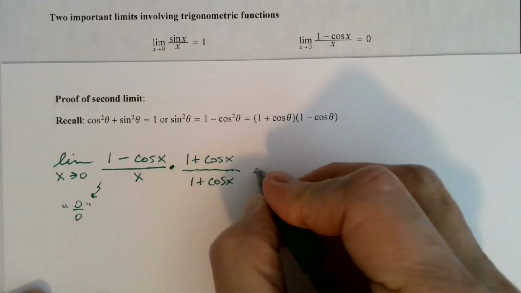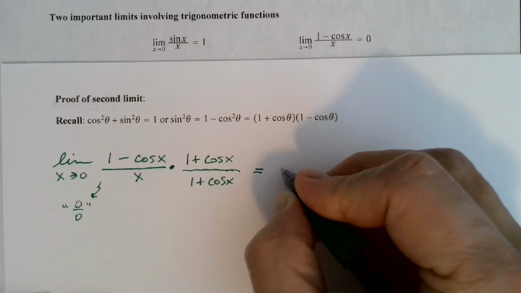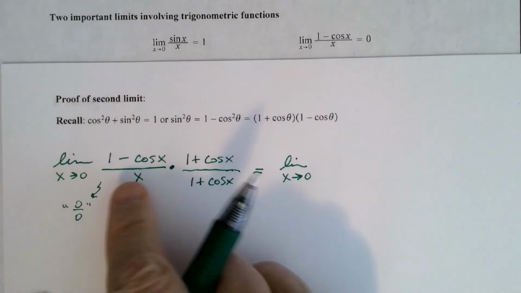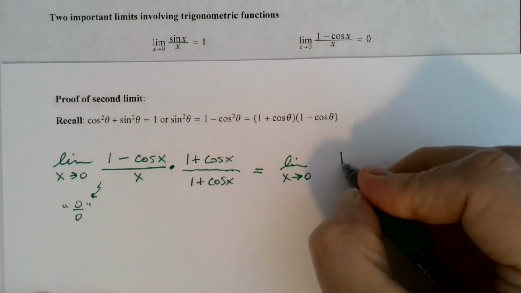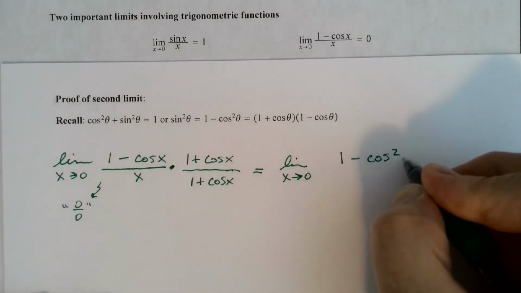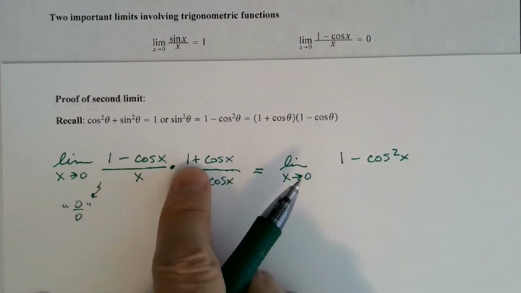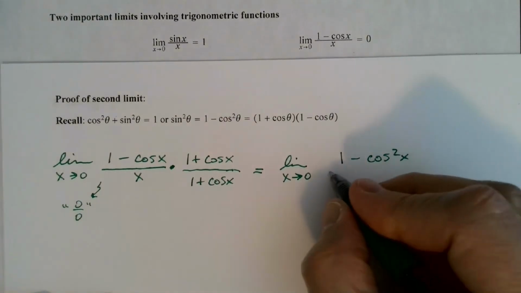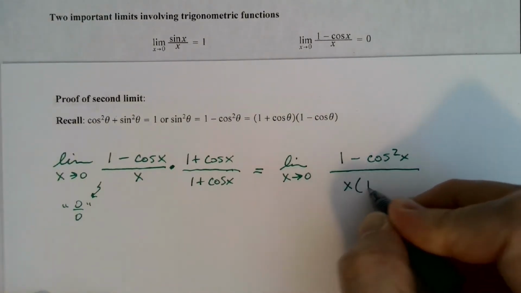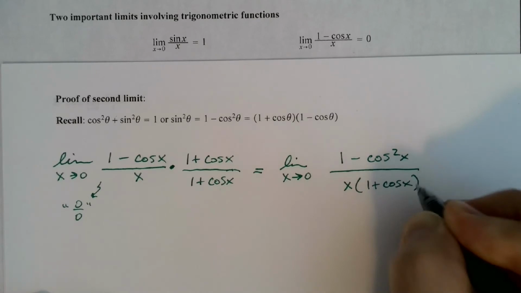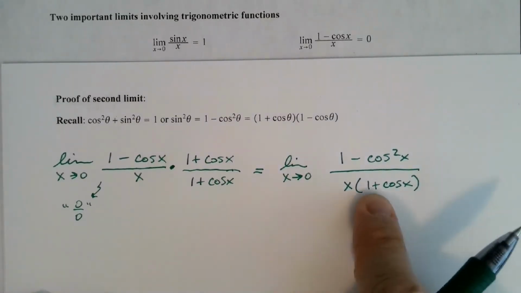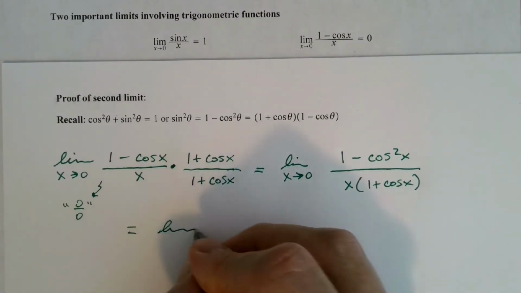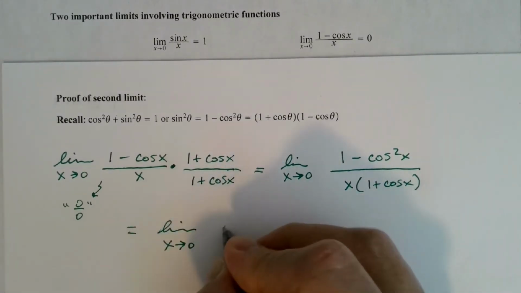And so that skill that you learned in trigonometry is important for us, right? So now what do I have? When I multiply the top, I get, as we said, 1 minus cosine squared x. FOIL that out. The inner and outer are cosine x and negative cosine x, so those cancel out. And on the bottom, I have x times 1 plus cosine x. I'm going to leave that factored. I'm not going to distribute the x through. Now up top, we said that that is equal to sine squared x.